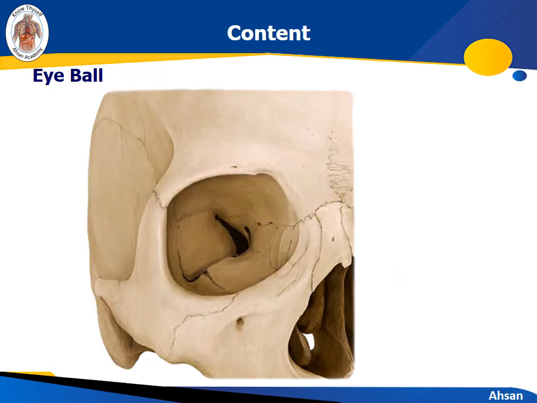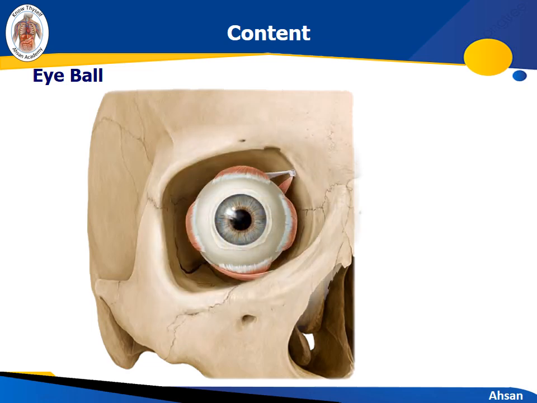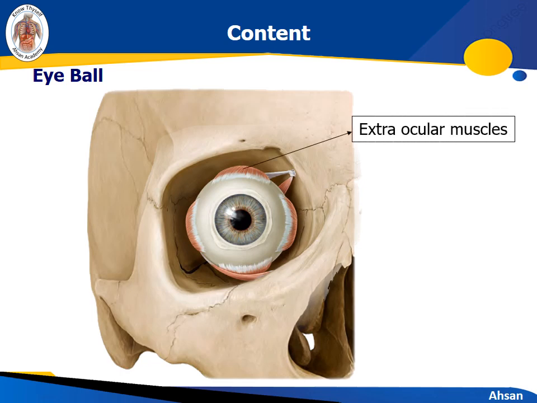What are the contents of the orbit? Let us explain serially. First, the largest structure, actually this orbit is for the eyeball. The eyeball occupies the central part of the orbit, and it is separated from the bony wall and maintained in position by the surrounding structures we'll now discuss. This eyeball is surrounded first by the extraocular muscles. Four of them are rectus and two of them are oblique muscles.